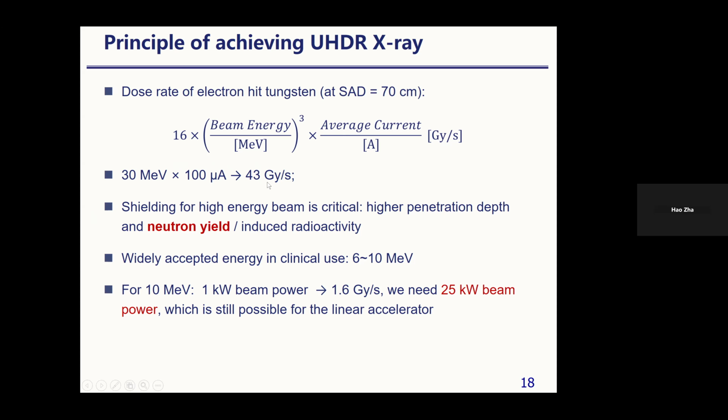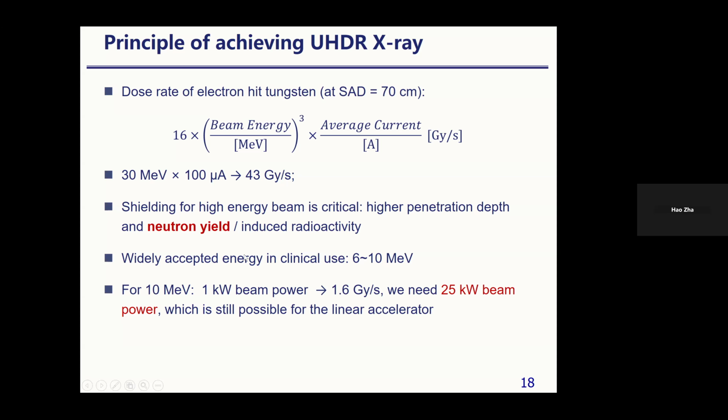That's very good. But the shielding of this very high energy beam is very critical, because the X-ray penetration depth is huge. Another annoying problem is the neutron yield. It generates a lot of neutrons. For example, for 13 MeV electrons, every 300 electrons produce a neutron. That induces a lot of radioactivity, which means after the treatment you may need to wait several hours for the radioactivity to decay. So it limits the application.